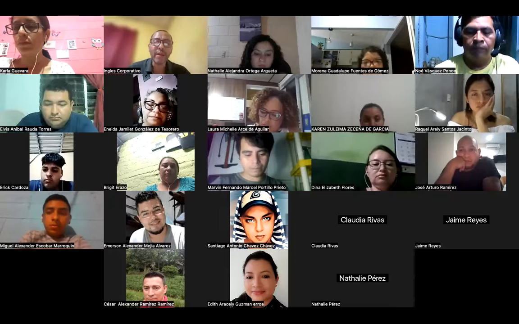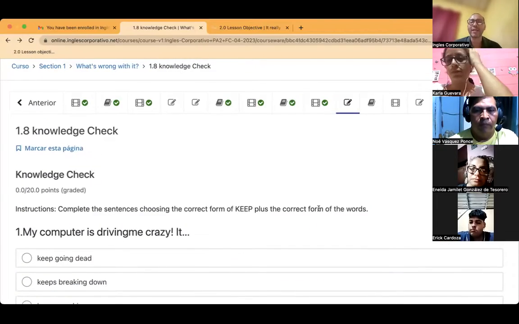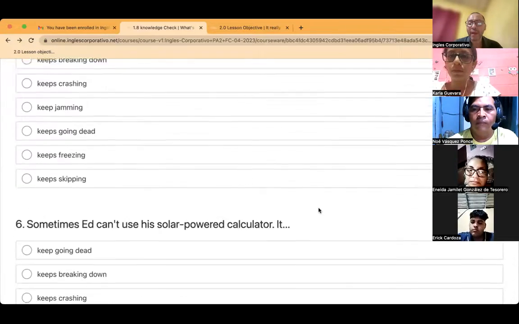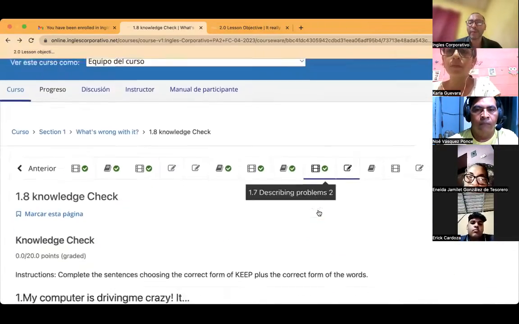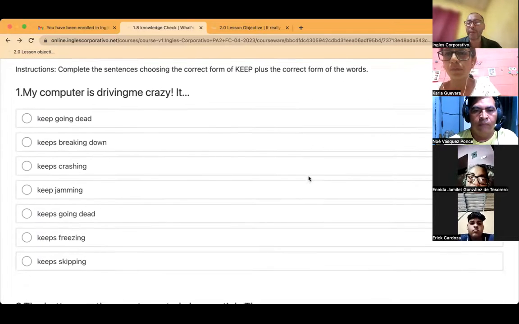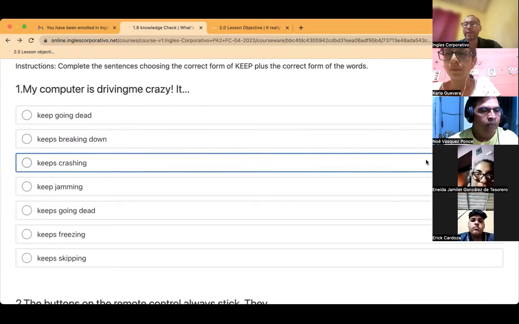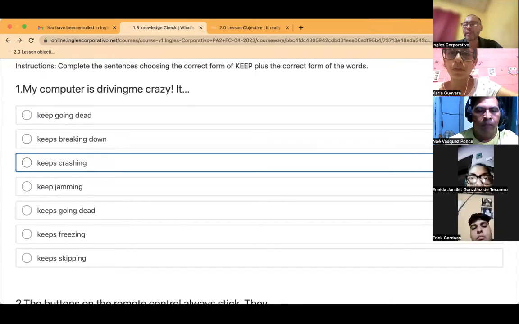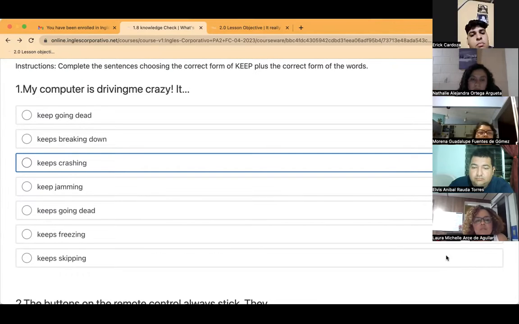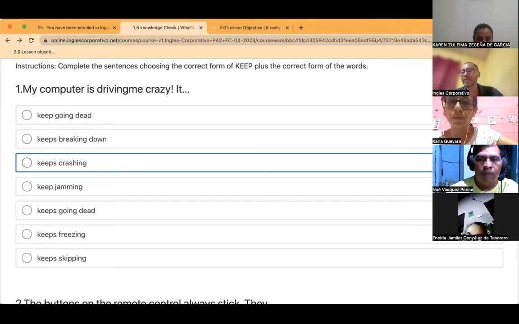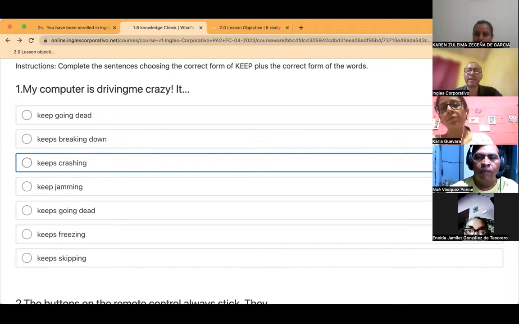In this moment, we're going to try to see if we understand a little bit about the ideas. Here we have many sentences. We are going to use the idea for keeps. We want to see what happens with each one. Okay, this is from 1.8, describing the problem. Carla Guevara, can you please complete number one? No, number two. Eneida, number three. Eric Cardoza, number four. Natalie, number five. Morena Guadalupe, number six. Elvis, number seven. Laura Michelle, number 8. And that's it. And Karen Suleyma, if they make a mistake, it's your responsibility to correct.